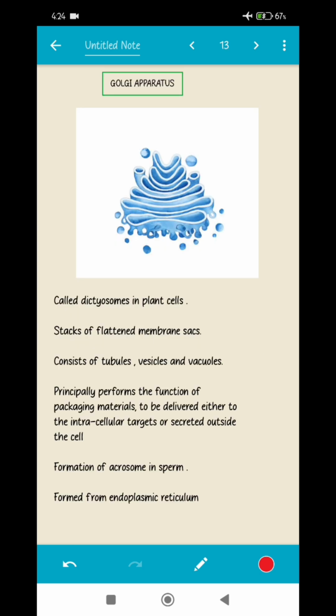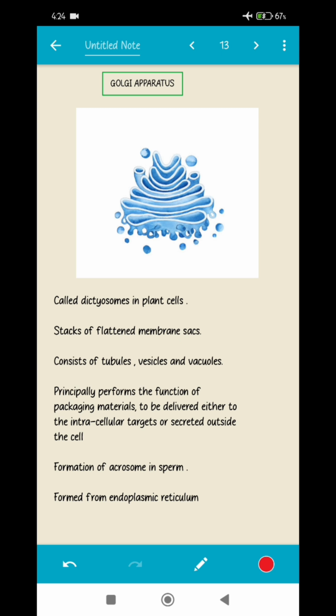Now coming to the Golgi apparatus. As you can see from the structure itself, it looks similar to the endoplasmic reticulum, the difference being that it is not as long and as coiled. So let's see what its use is. They are also known as dictyosomes in plant cells. They are stacks of flattened membrane sacs. It consists of structures such as tubules, vesicles, vacuoles. As you can see, they are all flattened sacs, one on top of another.